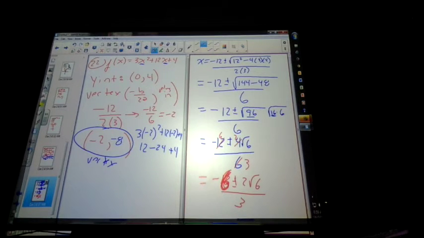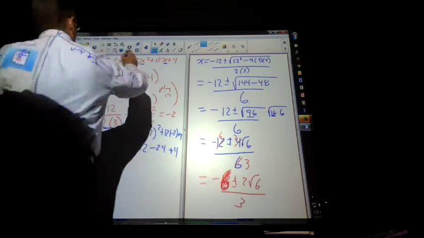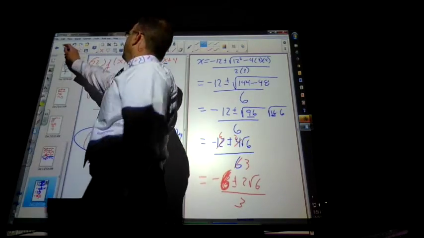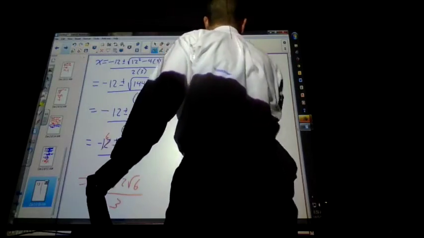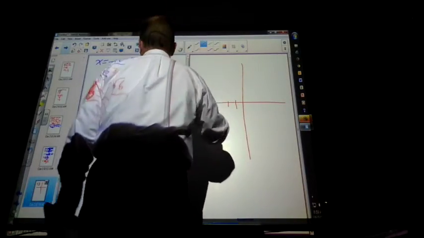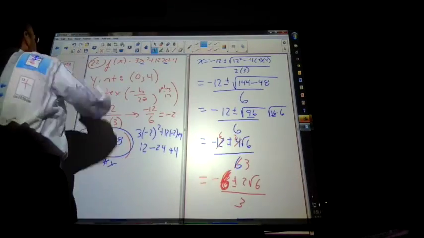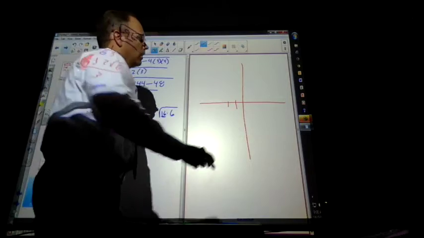Do you know graphically where that's at? No. I know exactly where it's at numerically, but I don't know graphically. So if we were to graph this, the vertex is at negative 2, negative 8. I'm sorry, negative 2, negative 8.